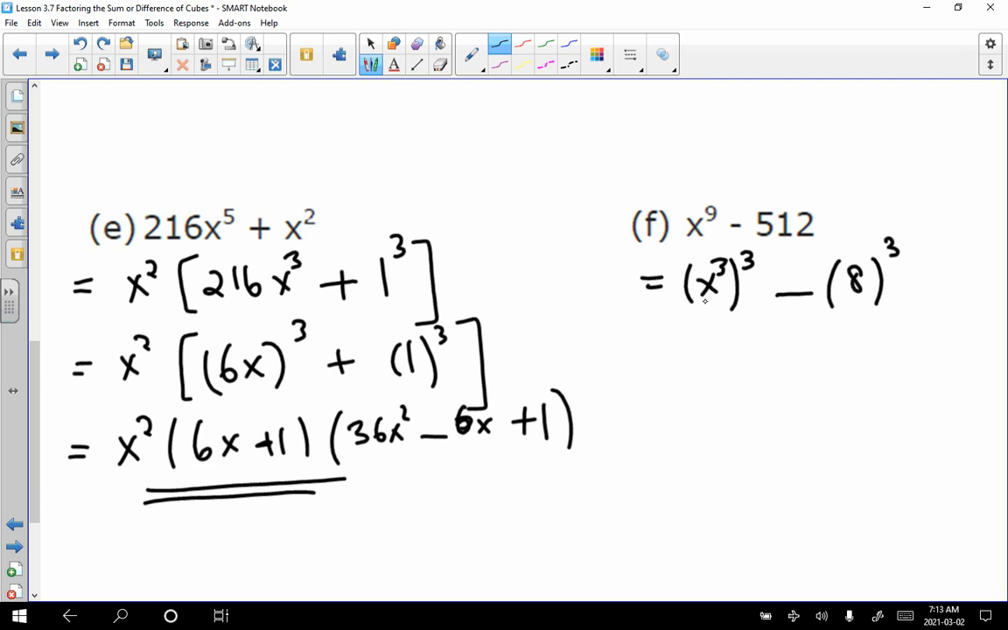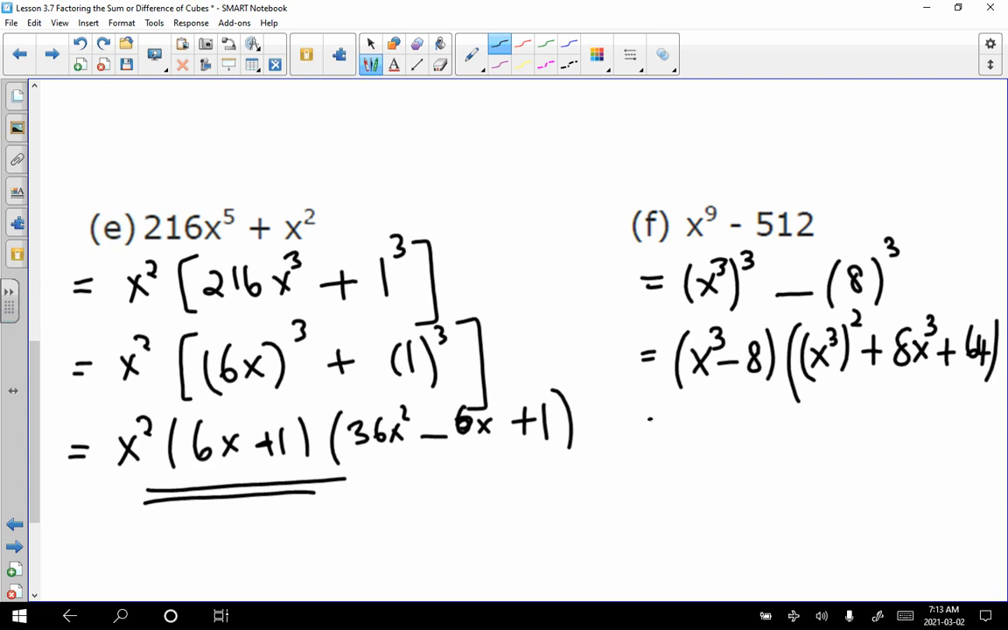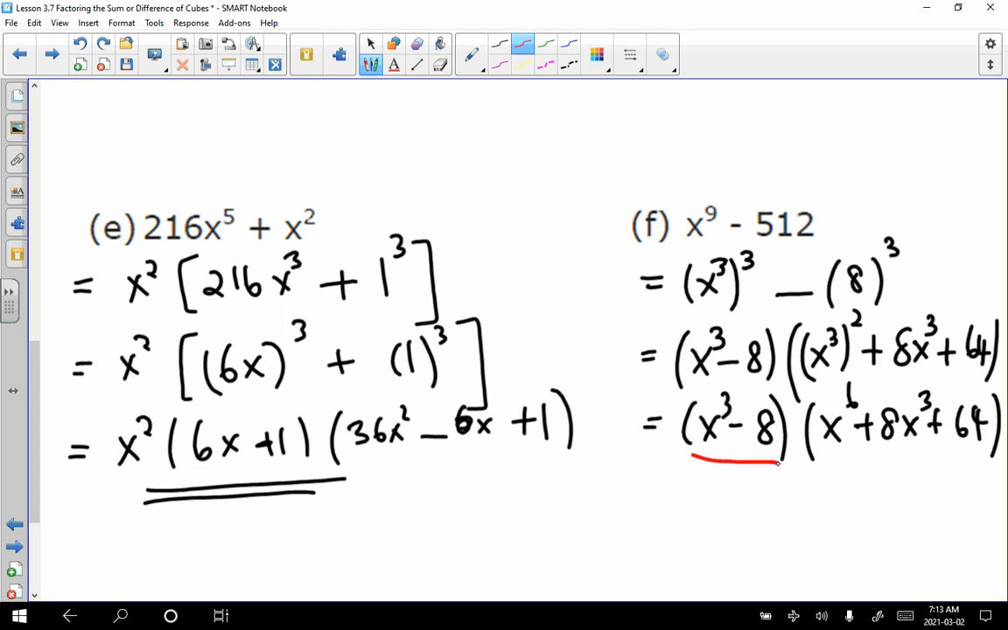And now that's your a, which is the x^3. That's your b, which is the 8. So it's (a - b) times a squared plus ab, so it's 8x^3, plus b squared, which is square 8, you get 64. And that's (x^3 - 8)(x^6 + 8x^3 + 64). And what's interesting about this one is actually you can factor this further. This is also a difference of cubes. Okay, so there's one more step. You're not done. You're not fully factored.